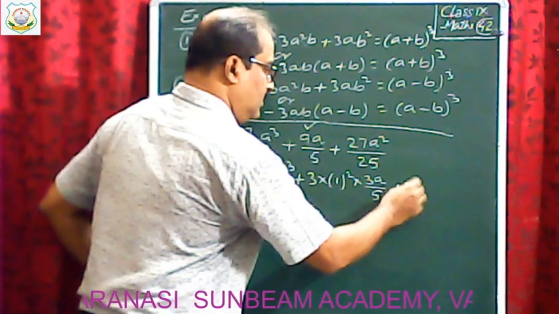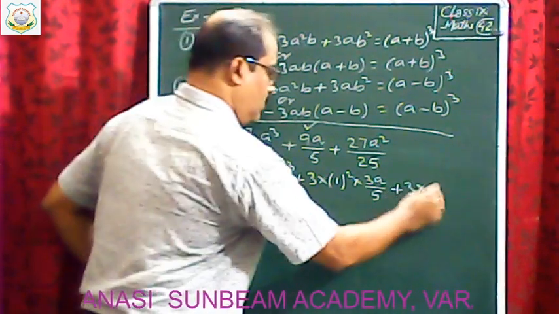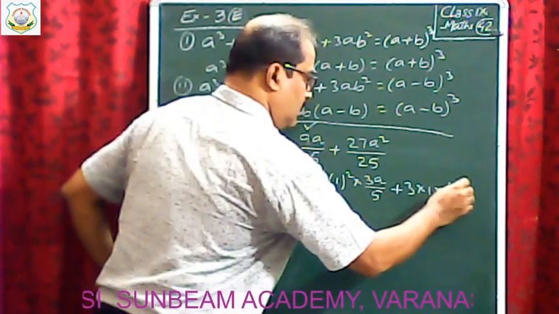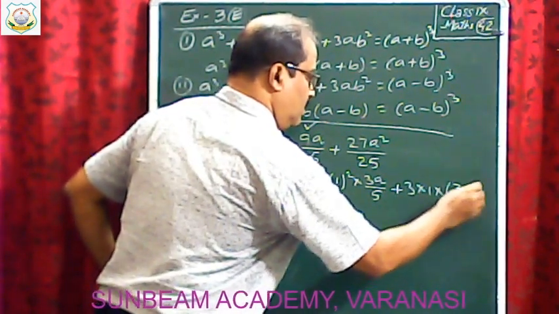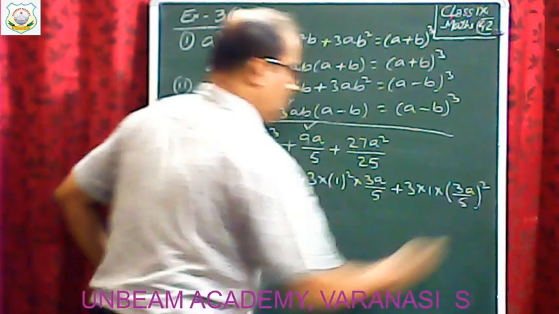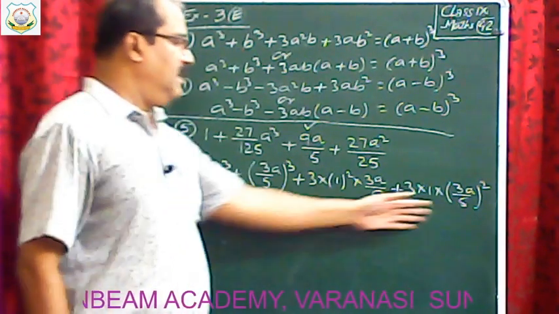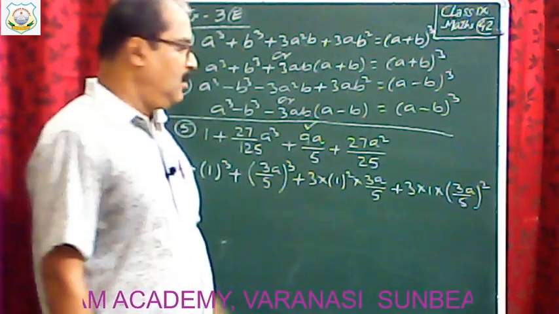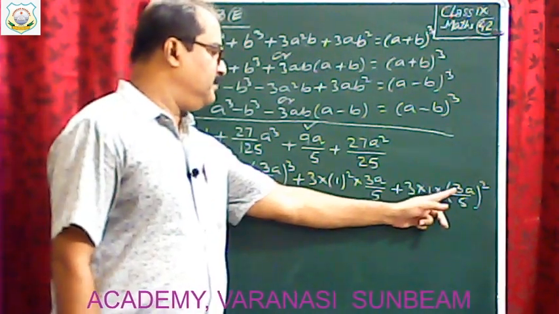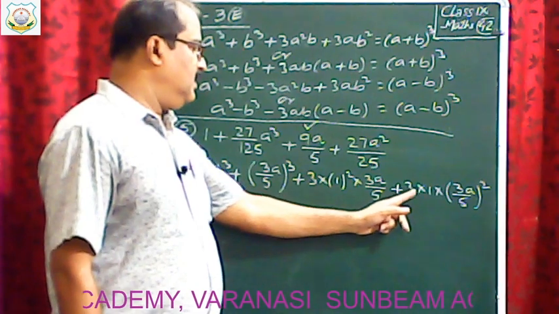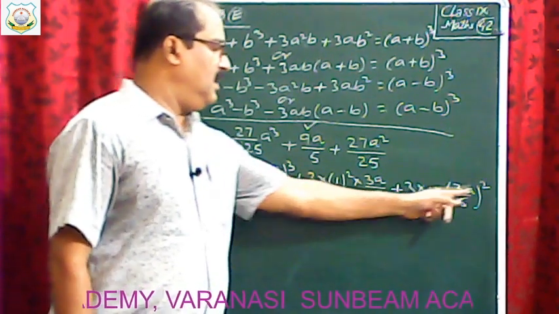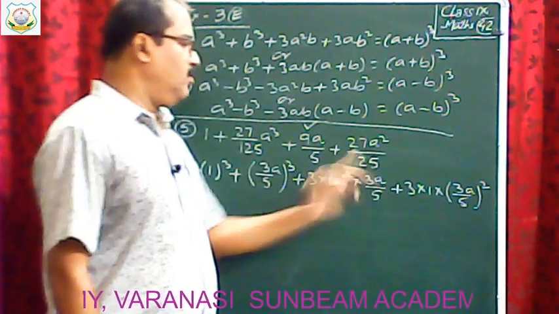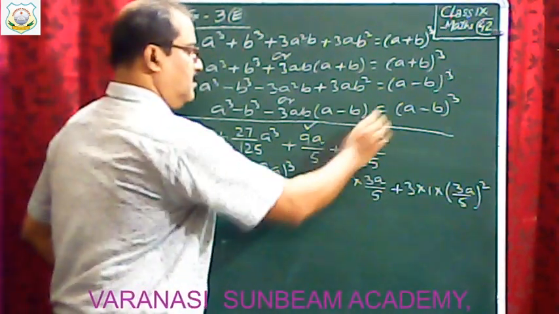Plus 3a, a means 1 into b square, b is 3 upon 5a, 3 upon 5a whole square. Again you have to find the product mentally and check whether the product matches the given term in the polynomial or not. Okay, 3 square 9, 9 3 is 27, a square, 5 square 25, so 27 a square upon 25 matched.